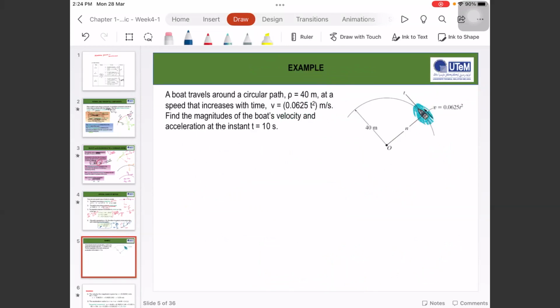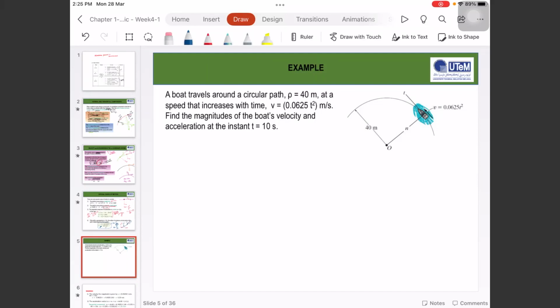Okay, we look at the example. So we have a boat that travels around a circular path, rho is 40 meters, at a speed that increases with time. V is equal to 0.0625 t squared. Find the magnitude of velocity and acceleration at the instant t is equal to 10 seconds.